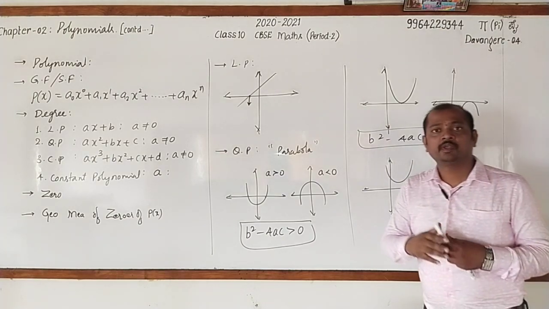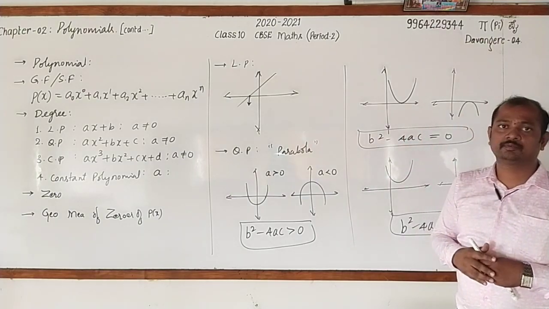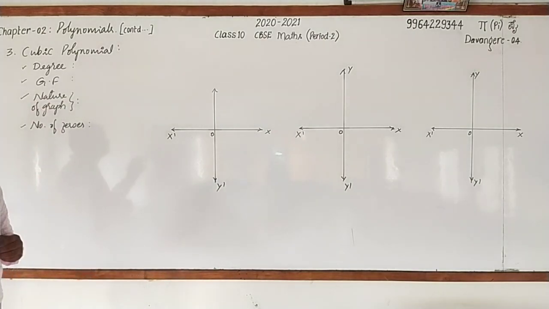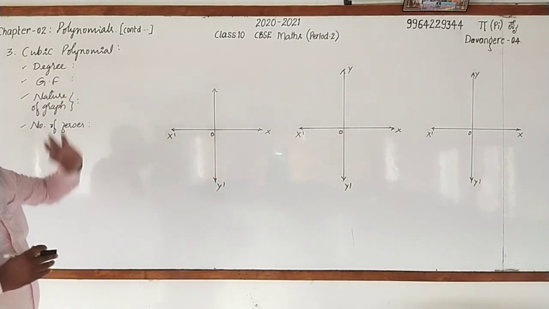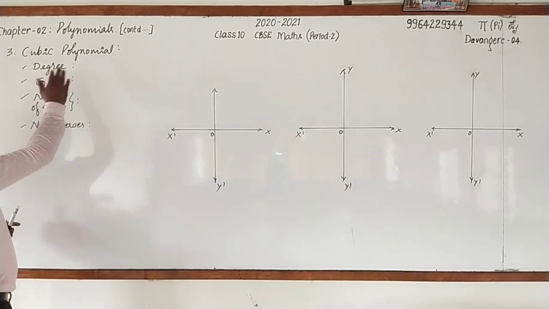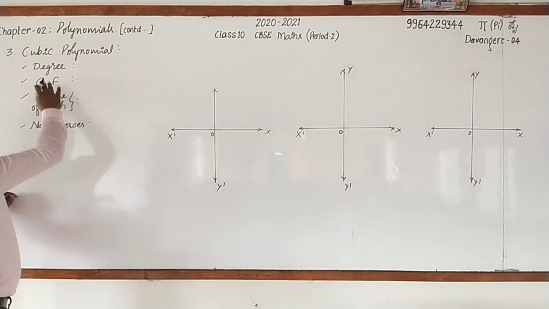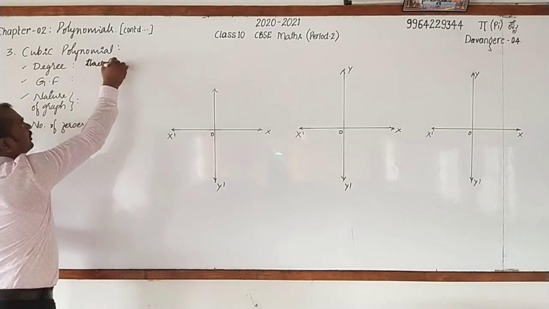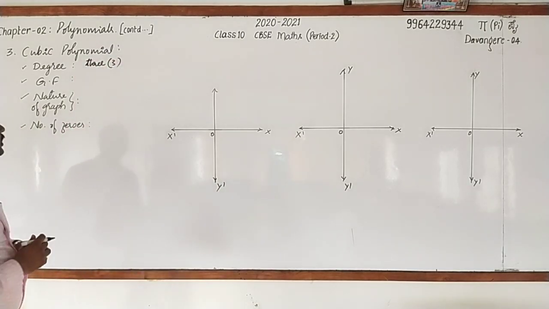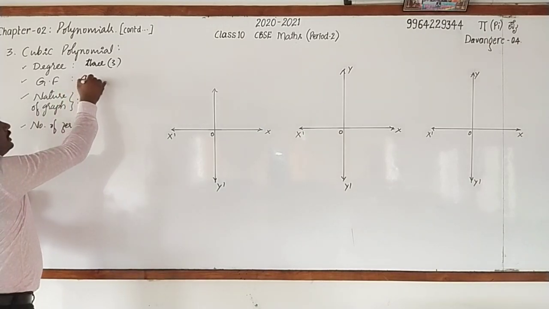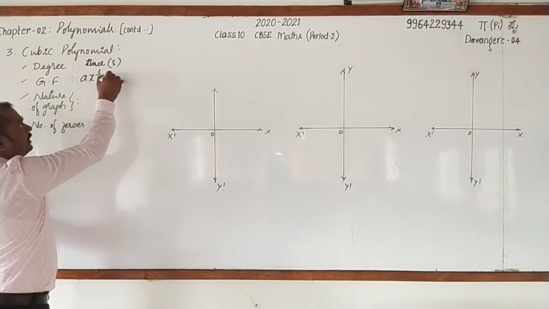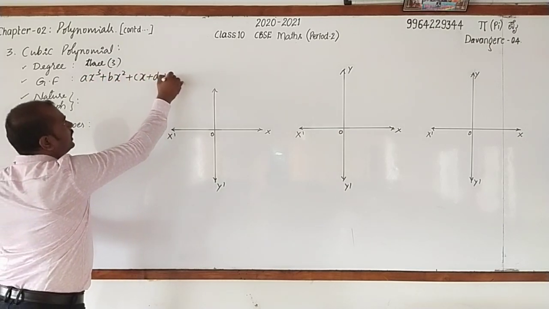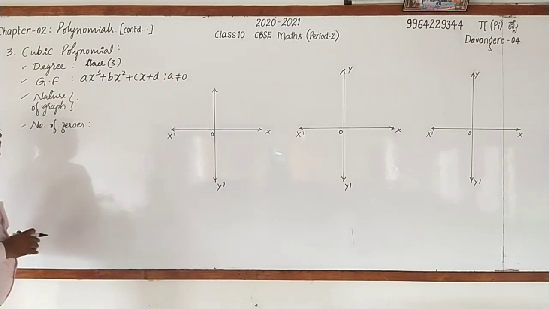Now, dear students, let's go on continuing this chapter. Now, let's move on to know about the geometrical meaning of zeros of a cubic polynomial. Dear students, we are very familiar with cubic polynomials. What is its degree? It is 3, right? A polynomial of degree 3 is called a cubic polynomial. What about its general form? It is ax cube plus bx square plus cx plus d, where a is not equal to 0.